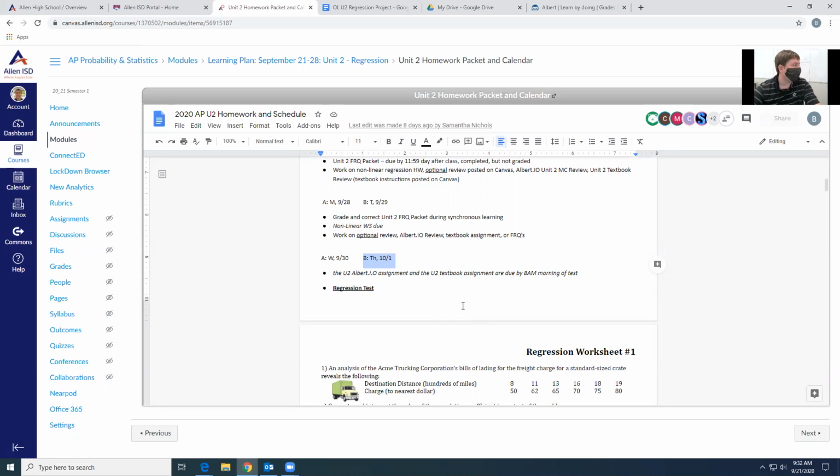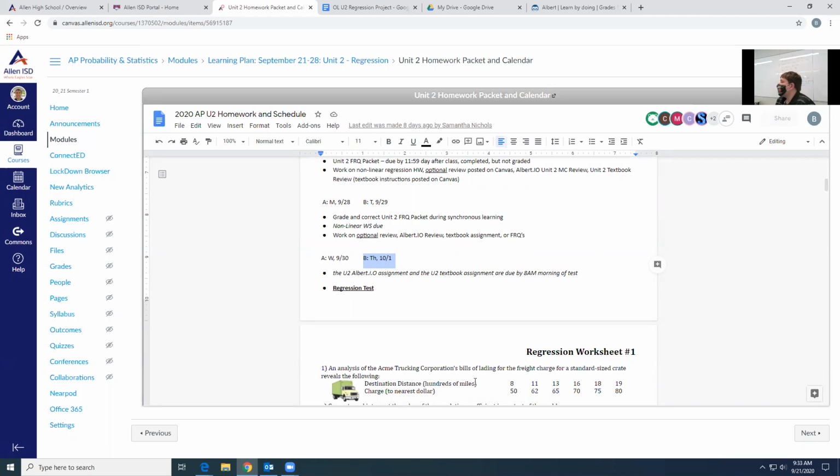I think people at home, I can kind of do this. Maybe you can see the same thing they're looking at. There you go. There's your list. I don't know how well it looks on your screen. But we've got homework packet due Wednesday, practice quiz we're going to do in class on Wednesday, FRQ package due on Monday by nighttime. Nonlinear worksheet is due on Tuesday, and then Albert.io and textbook review, those will be on Thursday, and our test is in class. So that should help you guys out with your stuff.